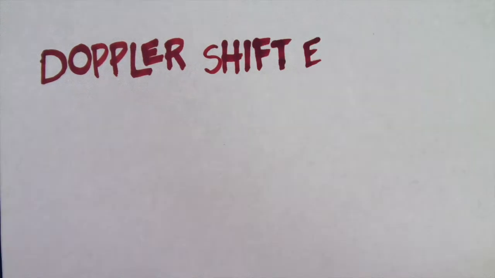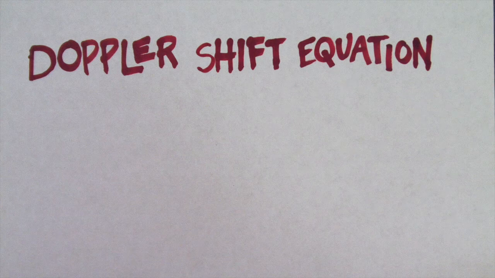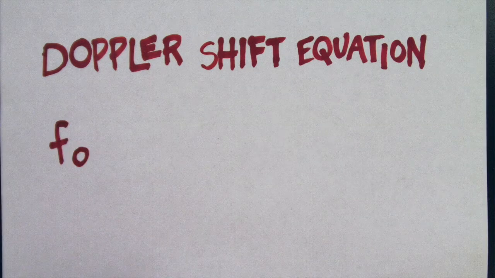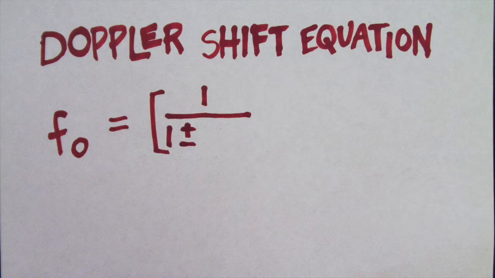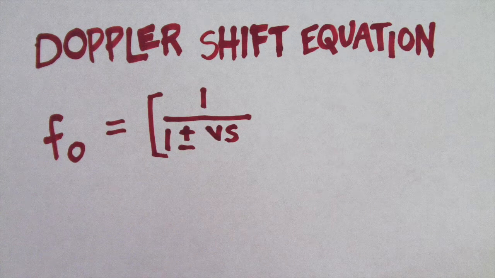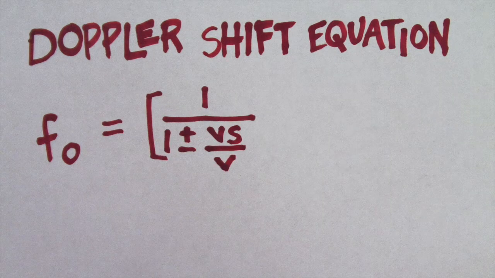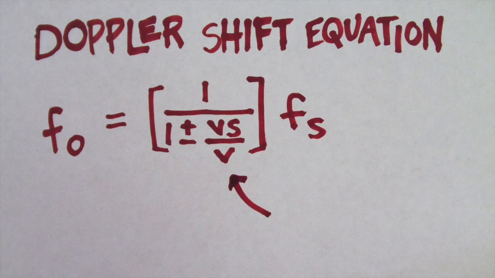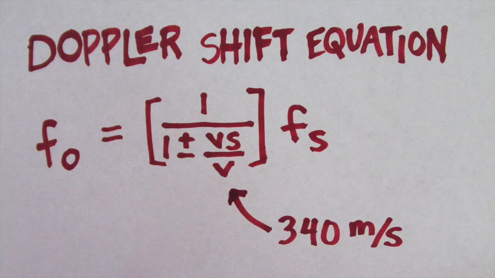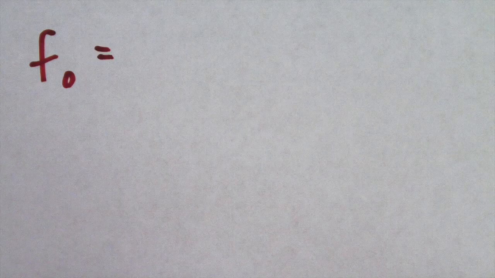Now I will introduce the Doppler Shift equation to explain this phenomenon. The frequency of the sound waves as it appears to the observer is equal to 1 over 1 plus or minus the velocity of the source divided by the speed of sound, all multiplied by the actual frequency of the sound being produced. In our case, the speed of sound is 340 meters per second at a temperature of about 15 degrees Celsius moving through air.